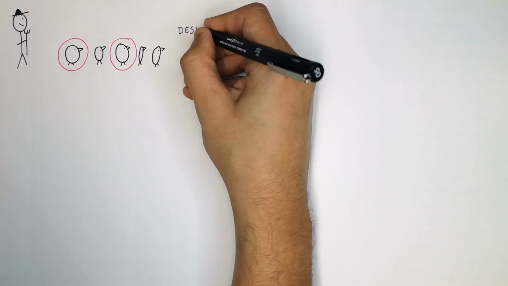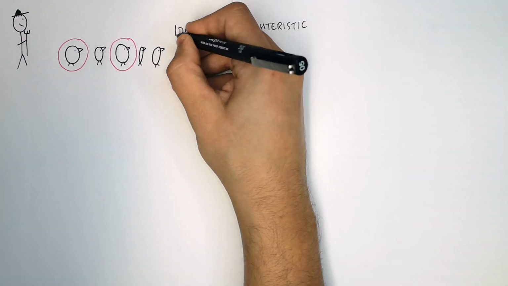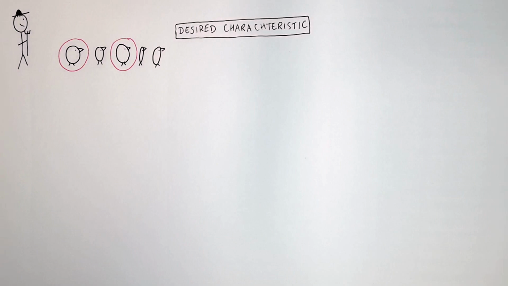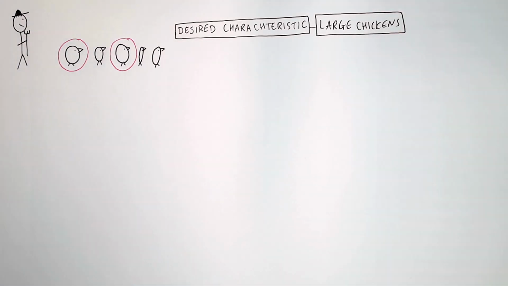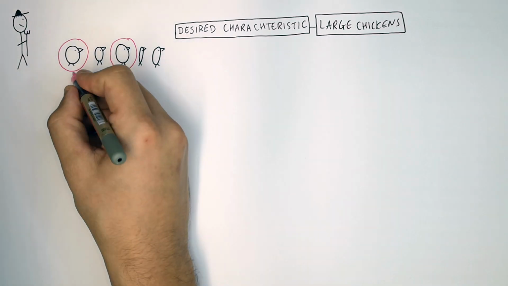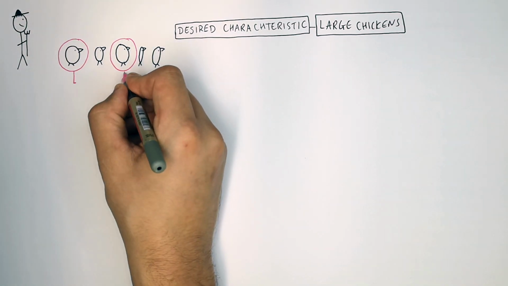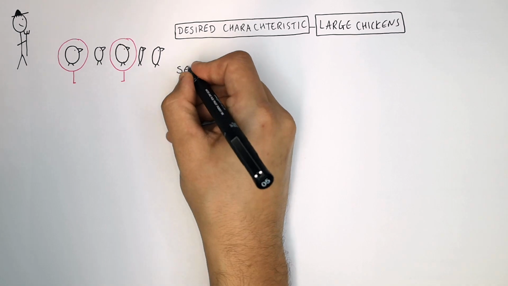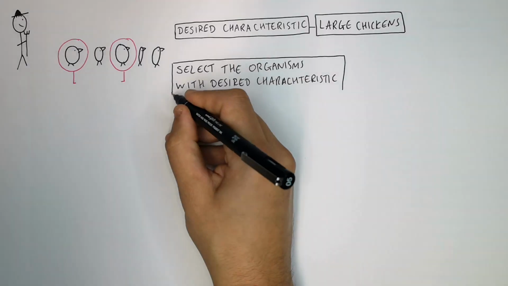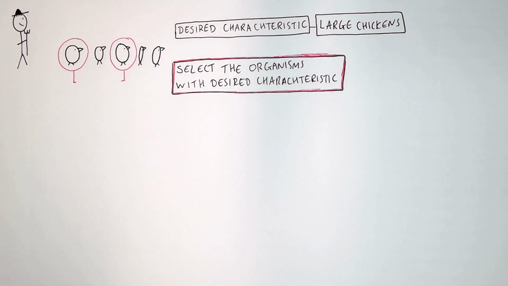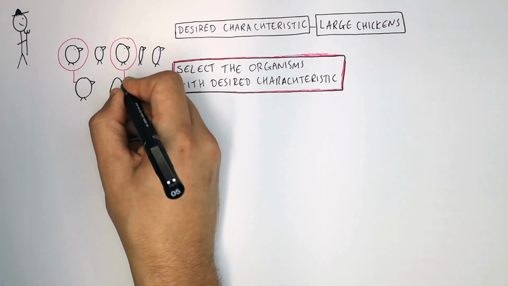So you identify the desired characteristic that you want to breed for. In this case, it is large chickens. And then what you do is you select the chickens that show the desired characteristic. So you select the organisms with the desired characteristic. In this case, it is the chickens that are the largest. And then you're going to breed them together.